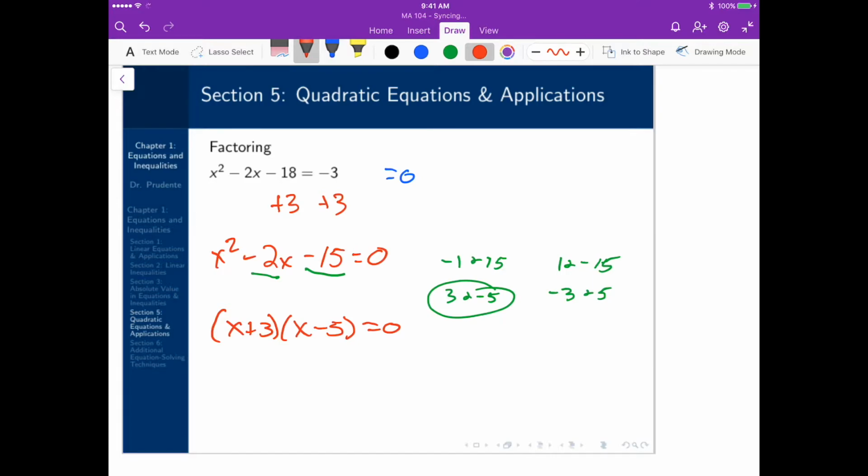And now that we have two factors whose product is 0, we can set them both equal to 0 separately. x plus 3 equals 0, x minus 5 equals 0, and we can solve both of these for x, and get x equals negative 3, or x equals 5. And these are our solutions.